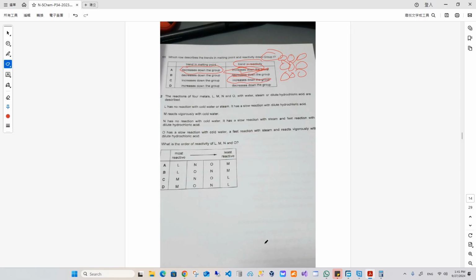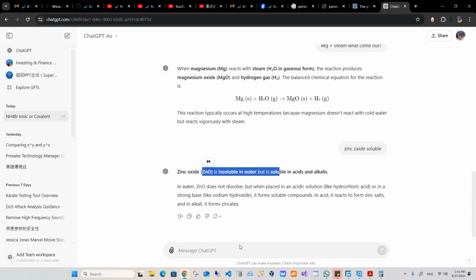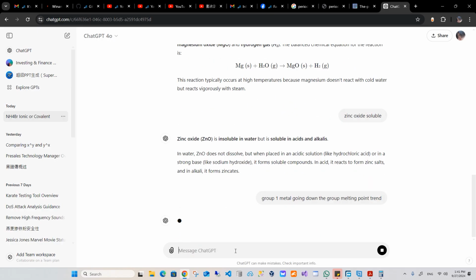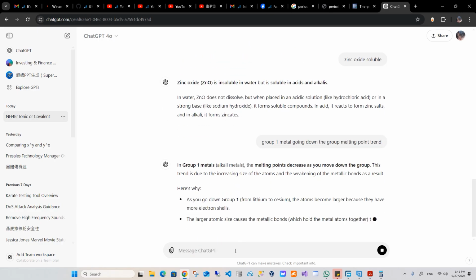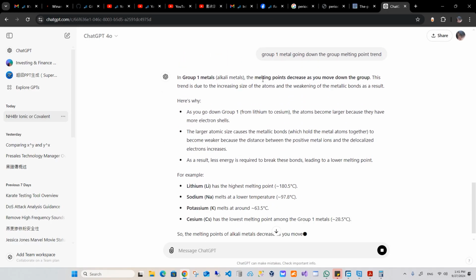Okay, going down group 1, group 1 metals, melting point. Melting point decreases as you move down the group, so I'm correct.